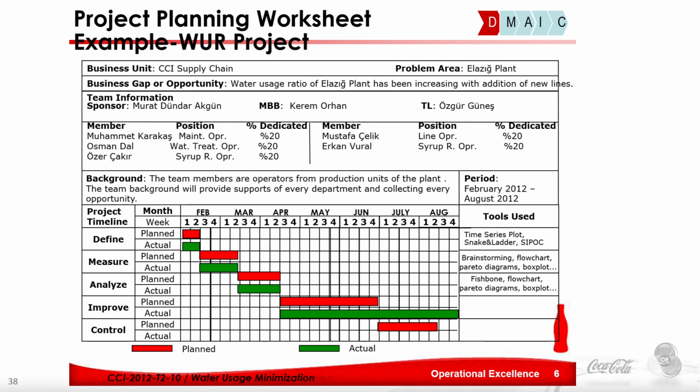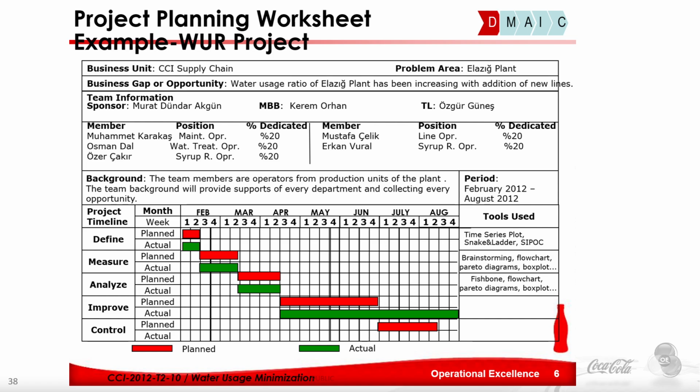What is the business gap or opportunity? Water usage ratio of elastic plant has been increasing with addition of new lines. This is the gap and this is the opportunity, that water consumption ratio is increasing. So let's have the team information. We have sponsor Murat, the MBB is Karam Orhan, and the team leader is Oscar Jones.